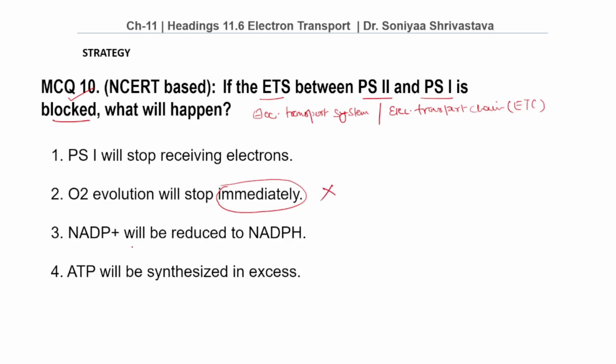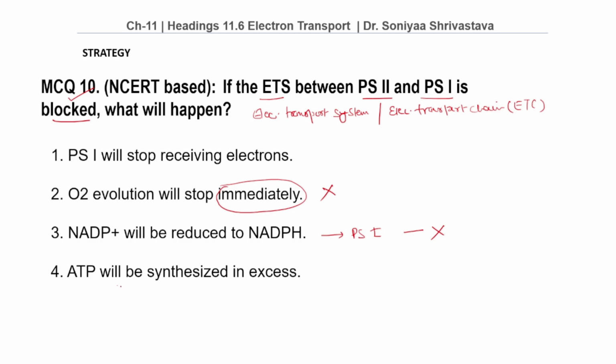Option number 3. NADP plus will be reduced to NADPH. NADP plus can be reduced only if the electrons reach PS1. But if the ETS is blocked, the electrons will never arrive. So, this option is also wrong.